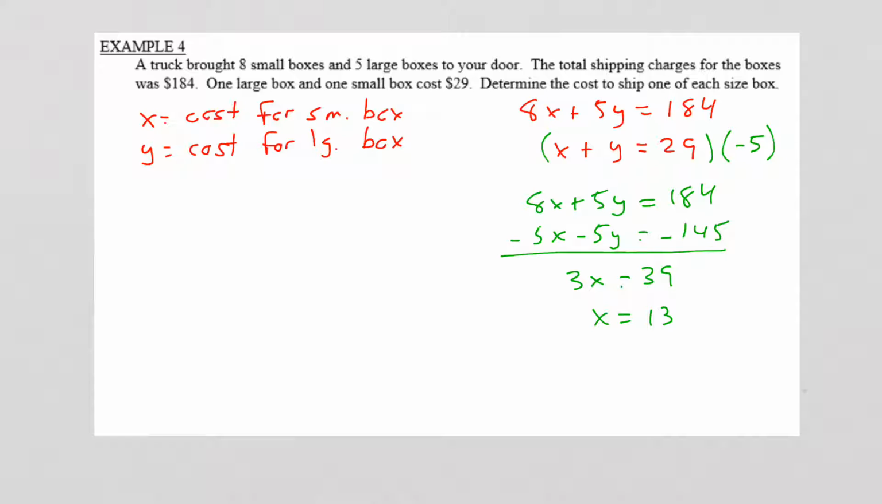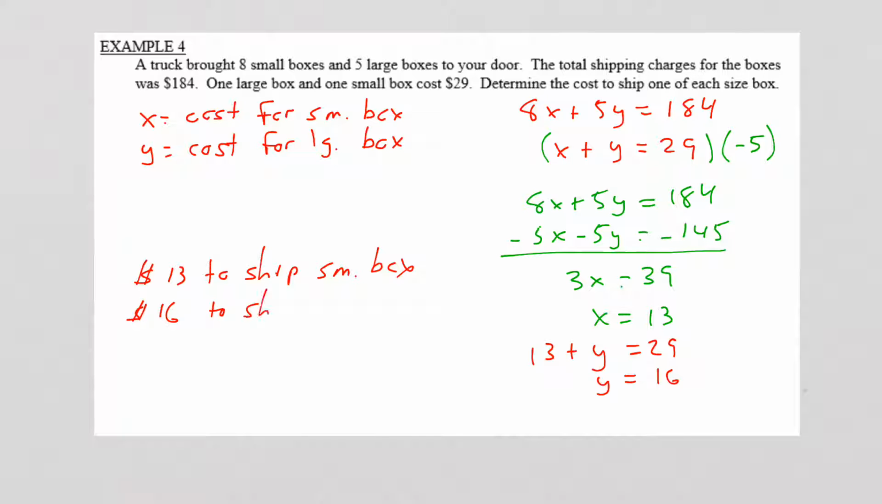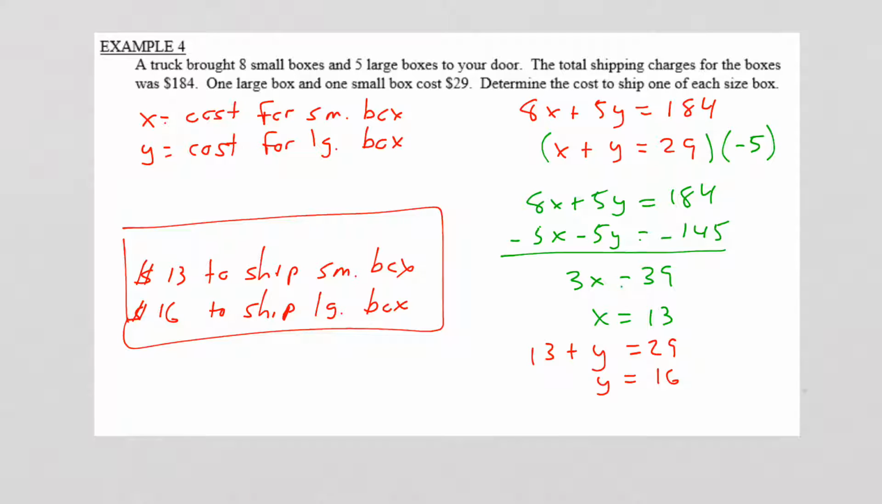And again, plugging that into the second equation to get y, I know that 13 plus y is going to equal 29. So y is going to equal 16. So now I know that it's going to cost me $13 to ship a small box, and it's going to cost me $16 to ship a large box. So again, that's the process for how we solve these application problems.